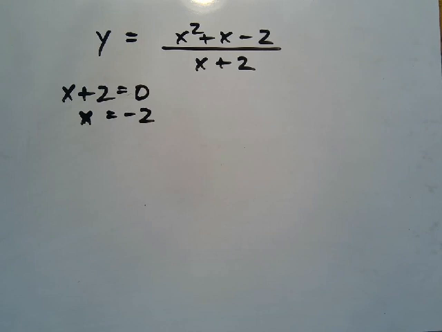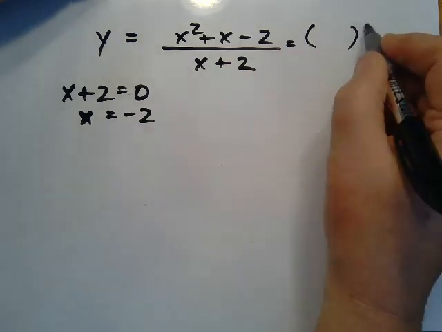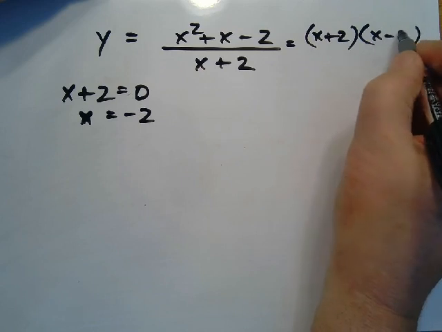And that is, what happens when we cancel away factors? If you look at the numerator here, this actually factors to x plus 2 and x minus 1.